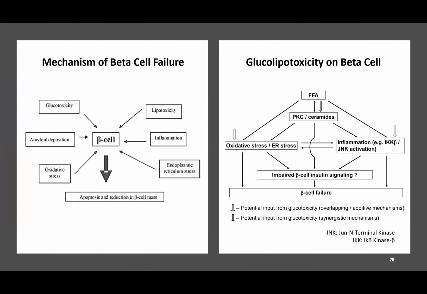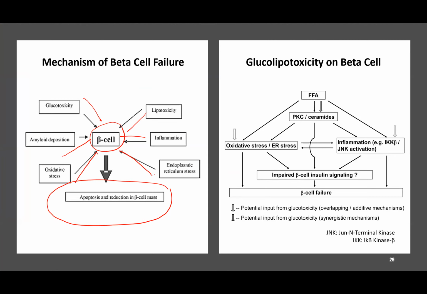Now, mechanism of beta cell failure. The beta cell is a central cell there. There is glucotoxicity, there is amyloid deposition, there is oxidative stress, there is endoplasmic stress, there is inflammation, there is lipotoxicity, which we have seen in the previous slide. All together, apoptosis and reduction in the beta cell mass.